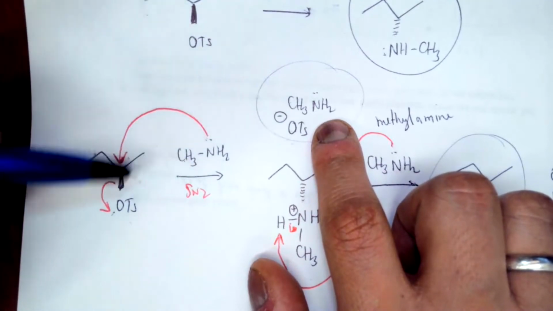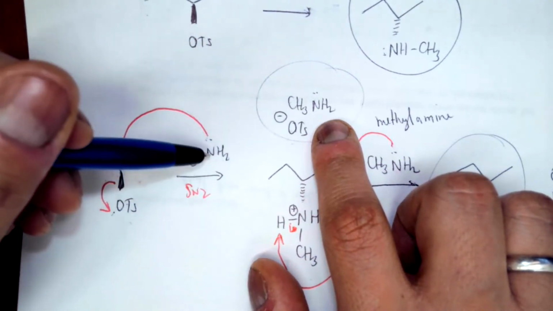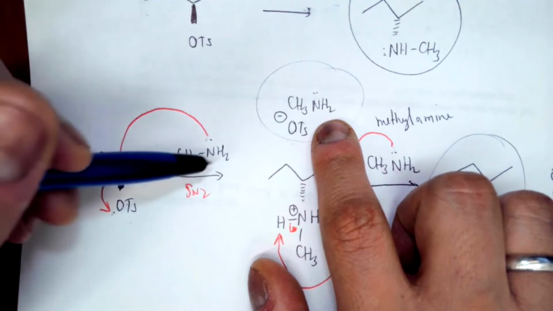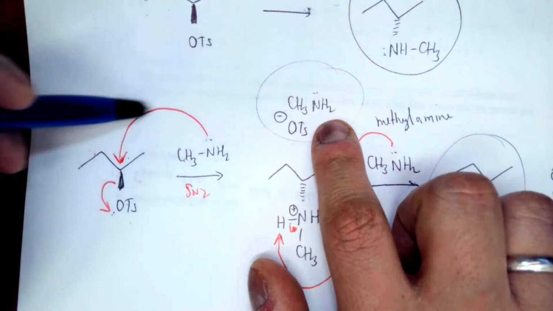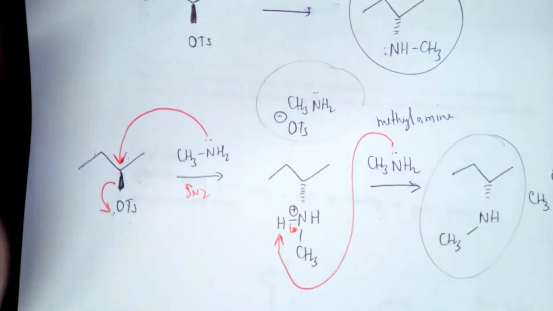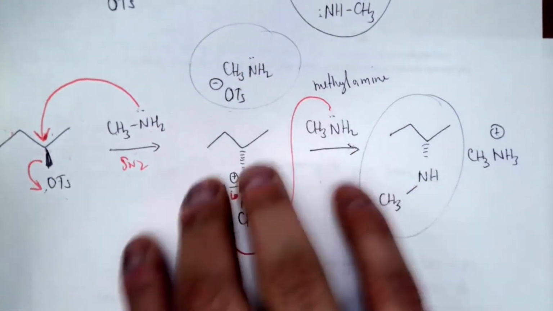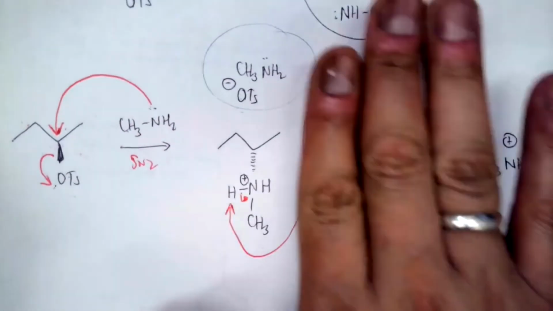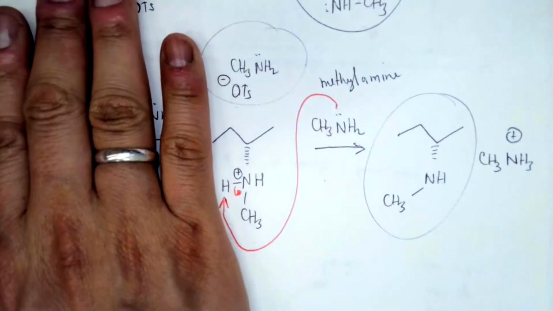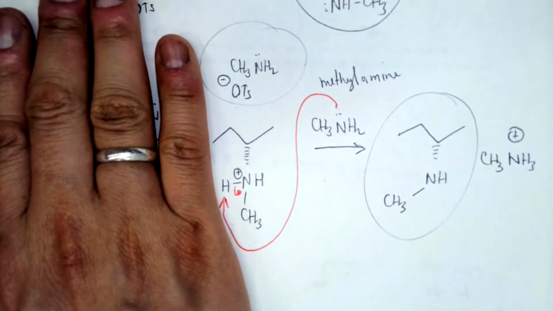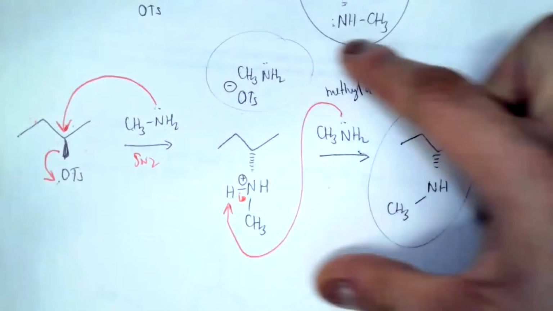The methylamine will never displace the OTs if this one is less nucleophilic than this. This one is more nucleophilic. That's why it can displace it. Okay? So in this mechanism, SN2 really ends here. This one is just a simple proton transfer. But in the mechanism, you have to show everything.